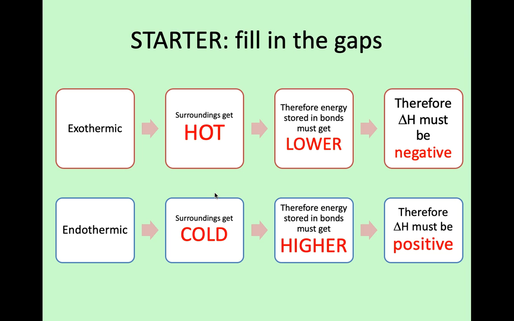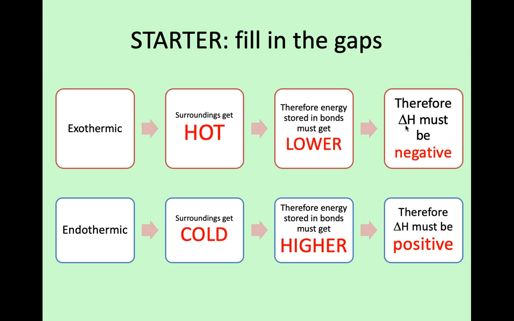If you have an exothermic reaction, then the surroundings must get hotter because it's exothermic. Therefore, the energy stored in the bonds, the total bond energies in the chemical system, must have got lower throughout the course of the reaction. Therefore, this new thing here, delta H, means the change in energy. The change in energy between the reactants and the products must be negative, because your products have less energy in them than they started with. That's evident in the fact that your surroundings have got hotter.